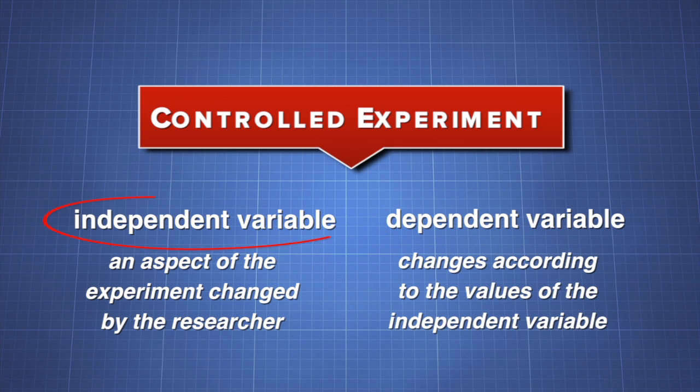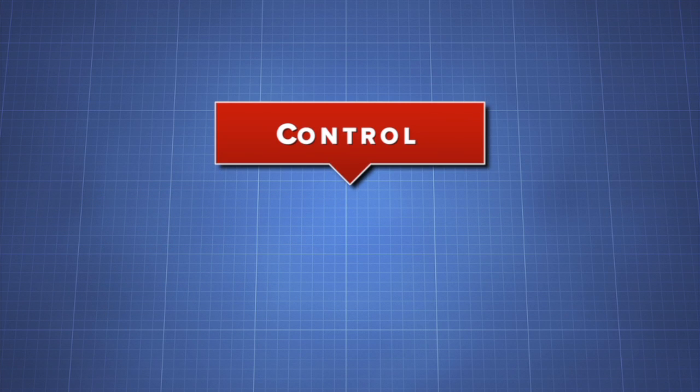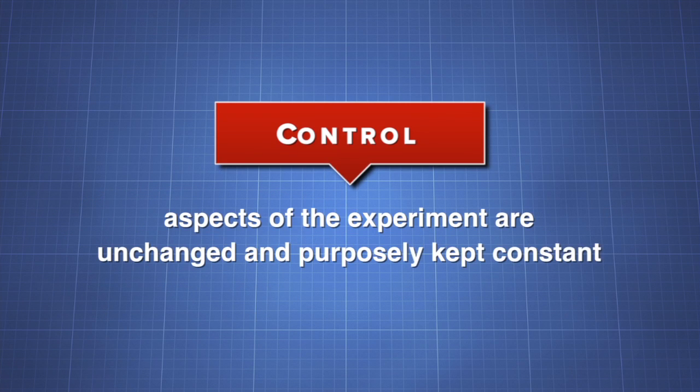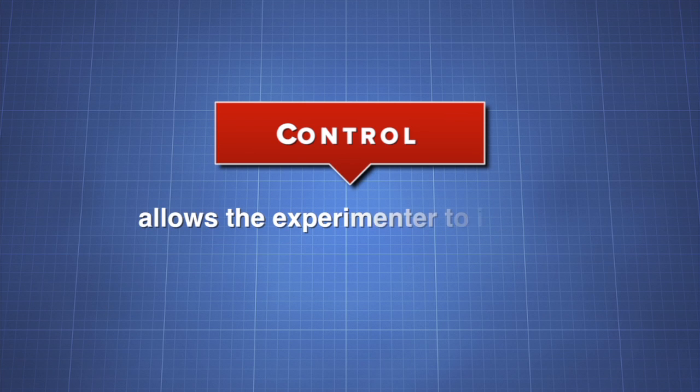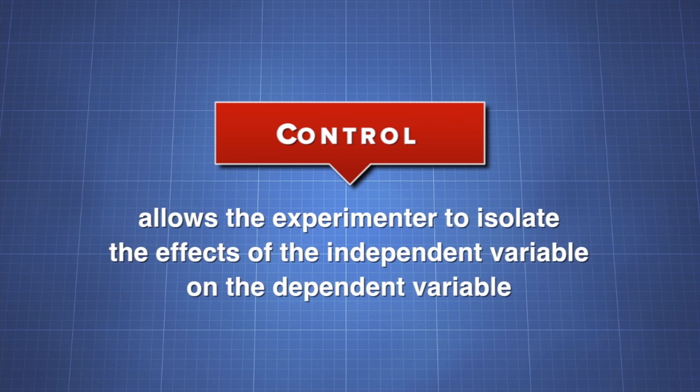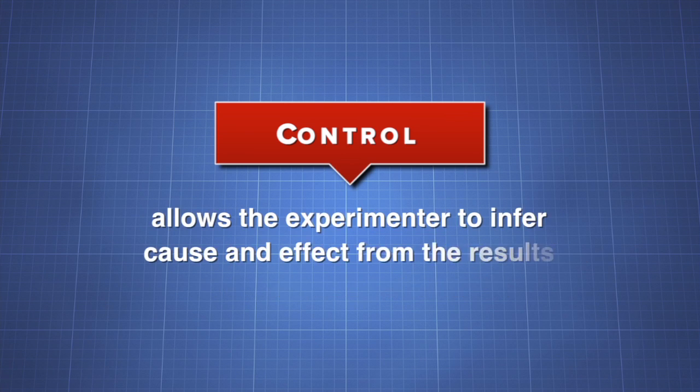A well-designed experiment has only one independent variable. The single variable enables the results of the experiment to be attributed to that cause alone. A well-designed experiment also consists of at least one control. These aspects of the experiment are unchanged and purposely kept constant. The controls allow the experimenter to isolate the effects of the independent variable on the dependent variable. The controls therefore allow the experimenter to infer cause and effect from the results.